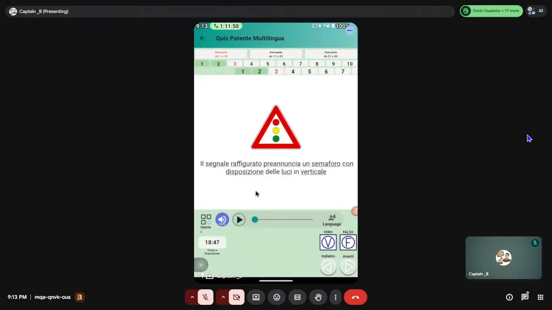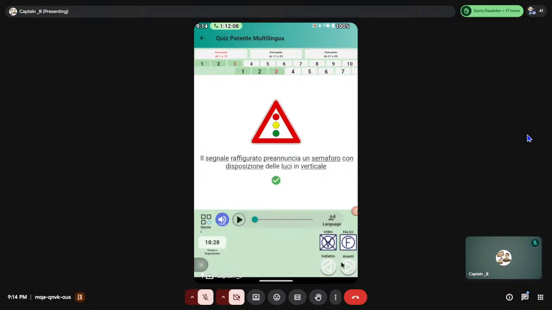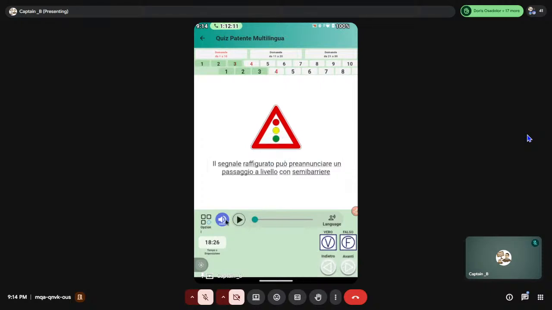Next person. I'm Ruth here. Daniel. Il segnale raffigurato preannuncia un semaforo con disposizione delle luci in verticale. Vero. Il segnale raffigurato può preannunciare un passaggio a livello con semibarriere. Passo.